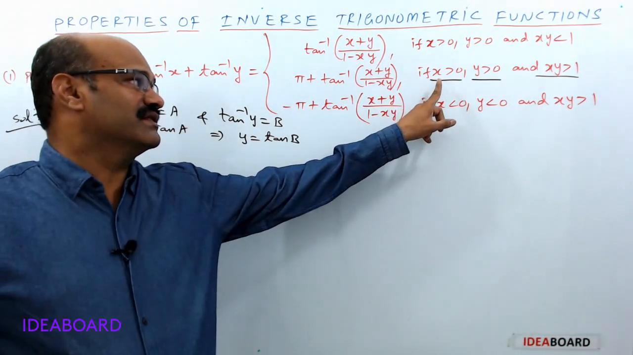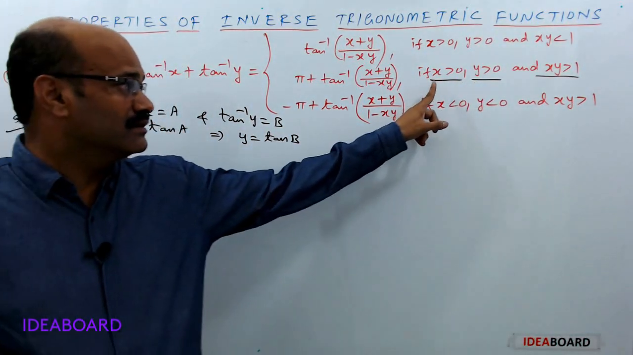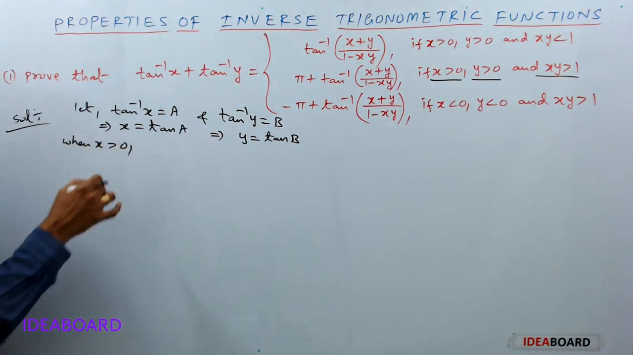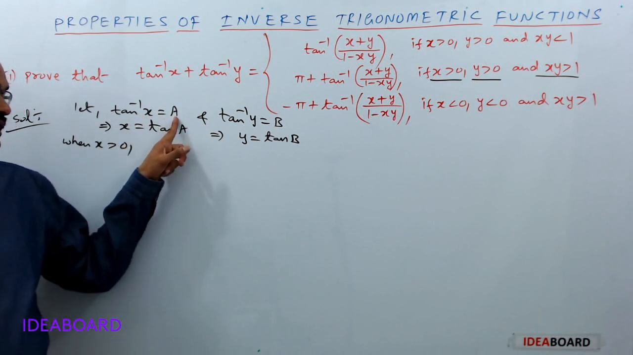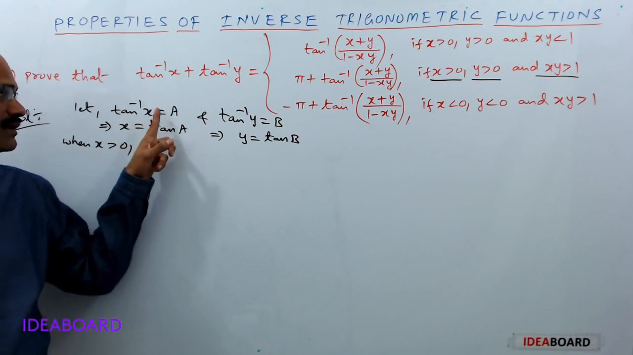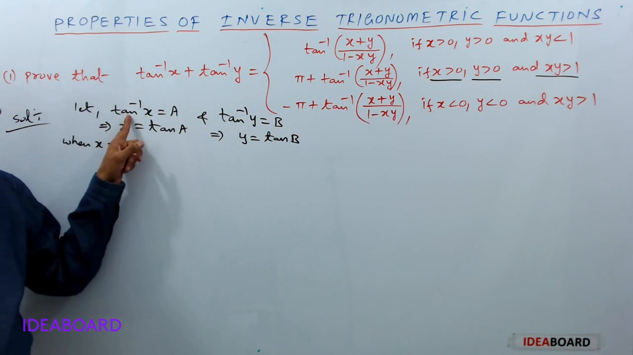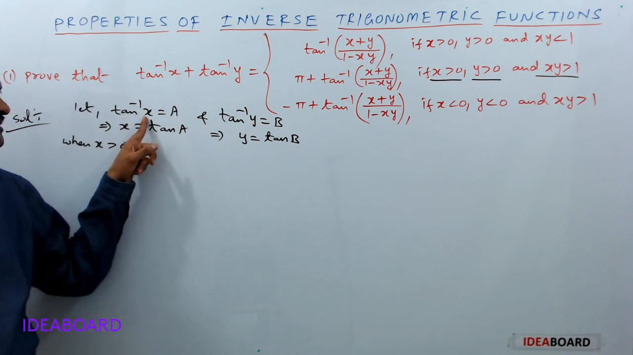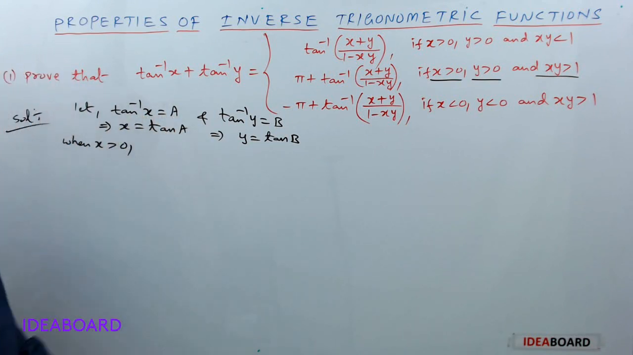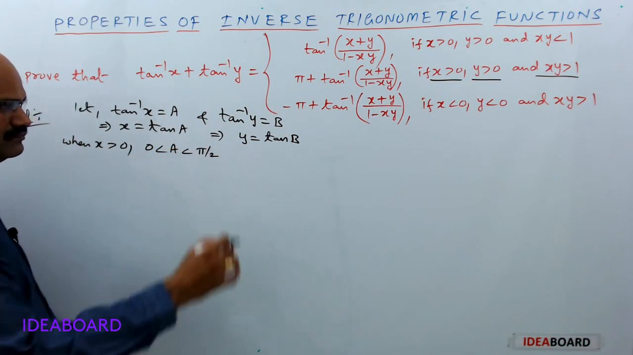Here it's given that x greater than 0, y greater than 0 and xy greater than 1. When x greater than 0, a lies between 0 and pi by 2. When x less than 0, a lies between minus pi by 2 to 0, because the range of tan inverse x is minus pi by 2 to plus pi by 2. So when x greater than 0, we have 0 less than a less than pi by 2.